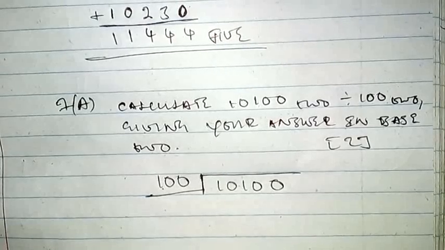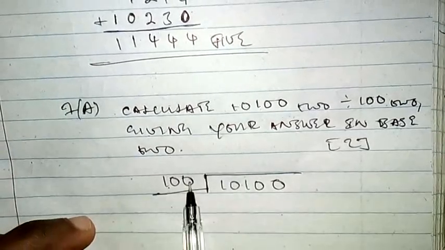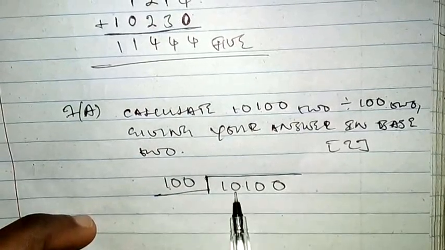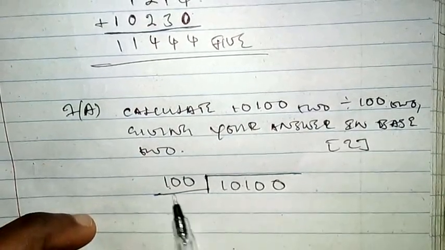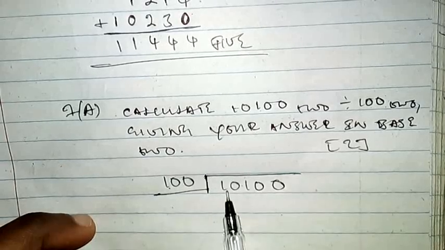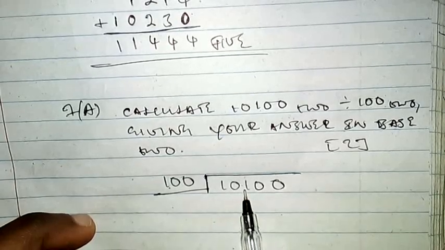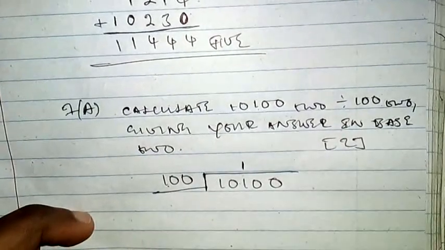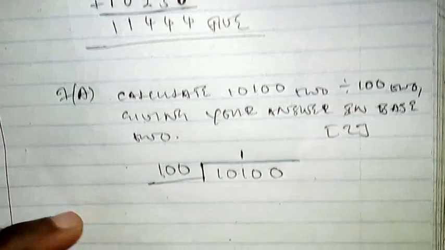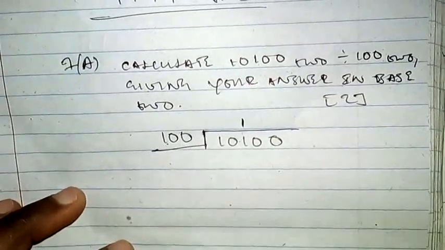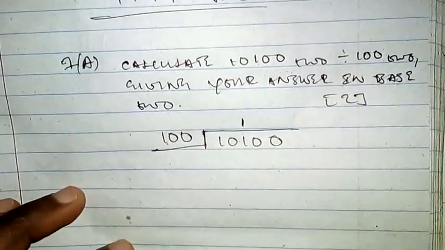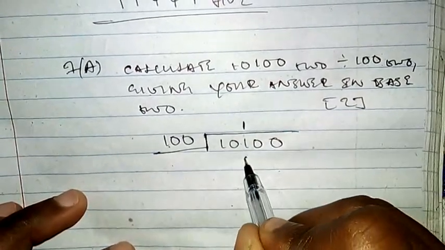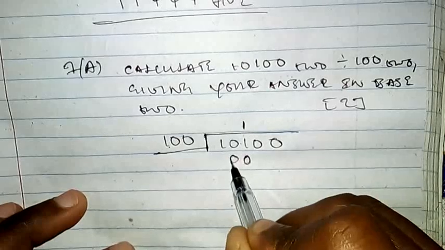Let us divide the numbers. What is 100 into 1? It cannot go in there. What is 100 into 10? It also cannot go in there. What of 100 into 101? It can go there. How many times? Once. So we indicate a 1 like so. Then we multiply. What is 1 times 100? It's the same number, because any number multiplied by 1 is the number itself. So we're going to say 0, 0, 1.